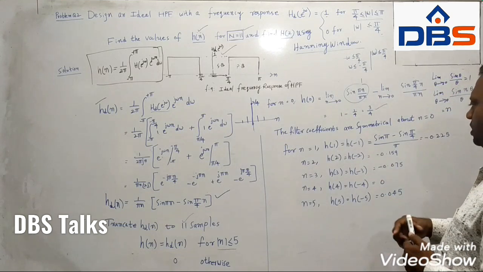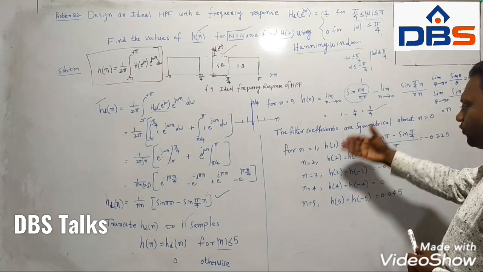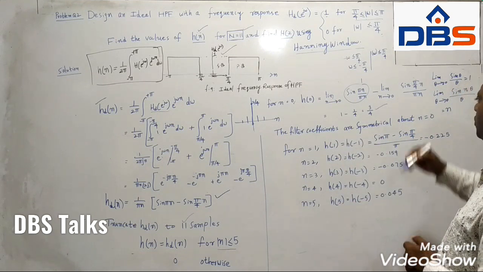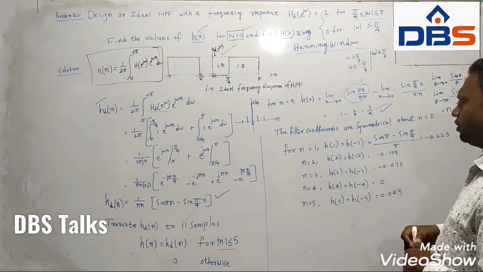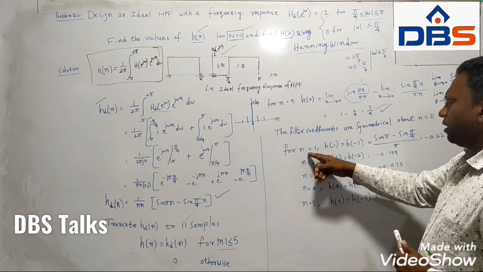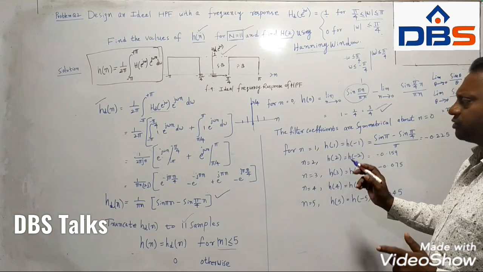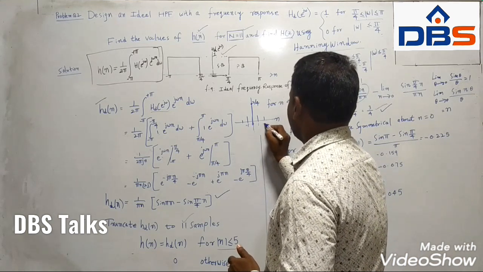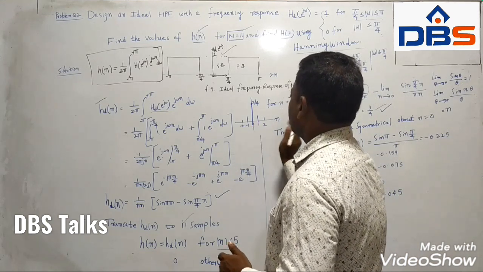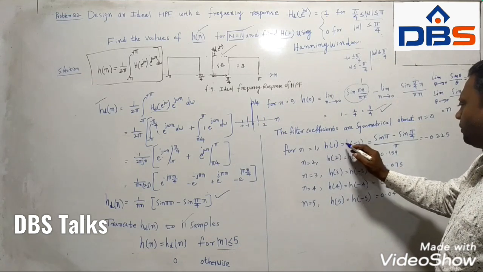Now we try to find the h of n values for different values of n, because h of 0 is already calculated. Now we find h of n for n equal to 1. h of 1 and h of minus 1 are both symmetrical. So this is 1 and this is minus 1, 2 and minus 2. They are symmetrical about the origin.